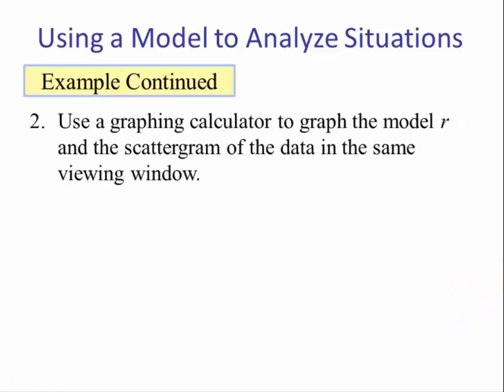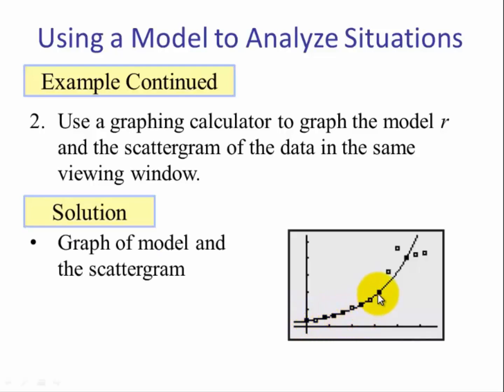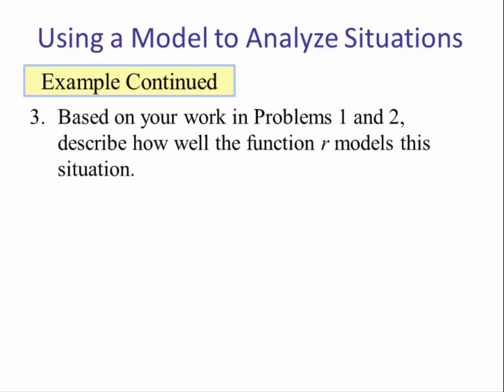Number 2, use a graphing calculator to graph the model of R and the scattergram of the data in the same viewing window. Here we see the model is doing a very good job for this point, but then we have some data values that have a lot more variation. This happens in the real world, where models sometimes do a very good job and sometimes the estimates are off.